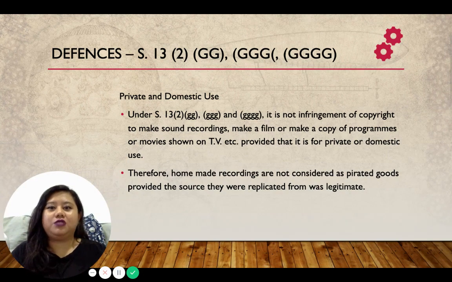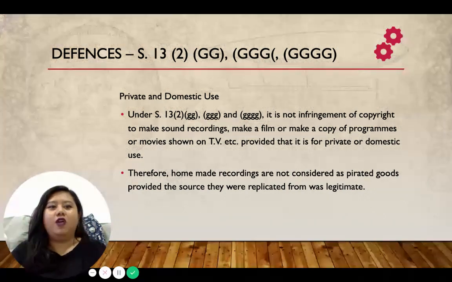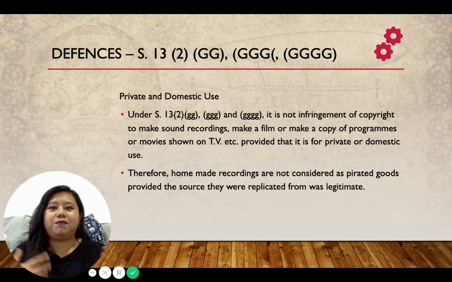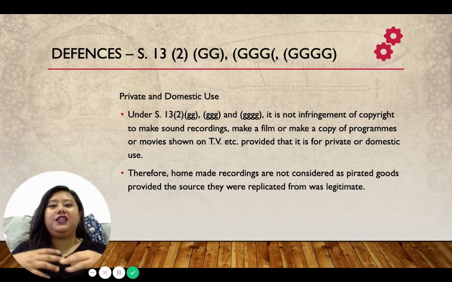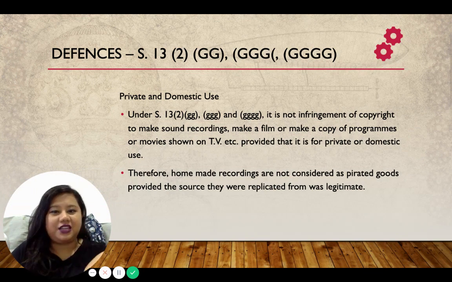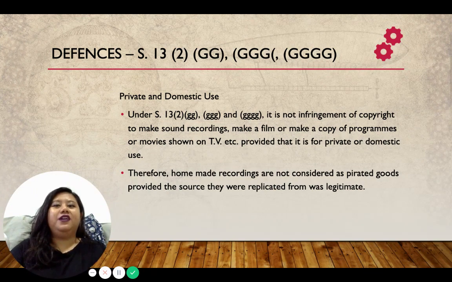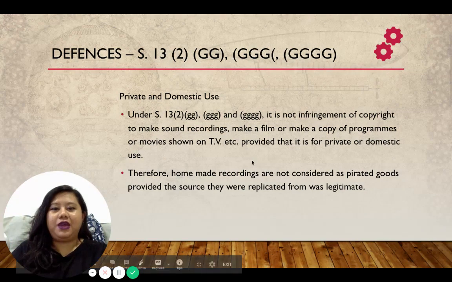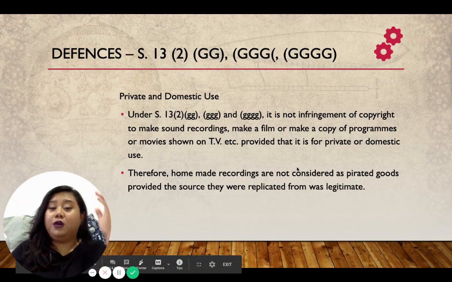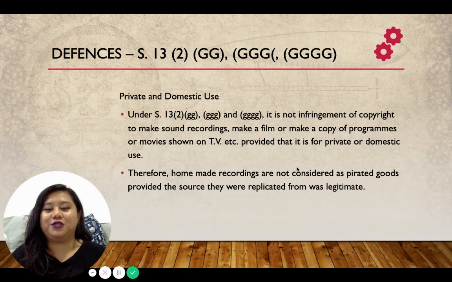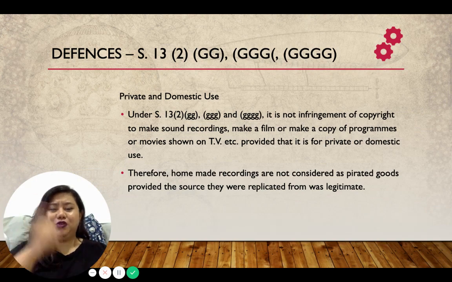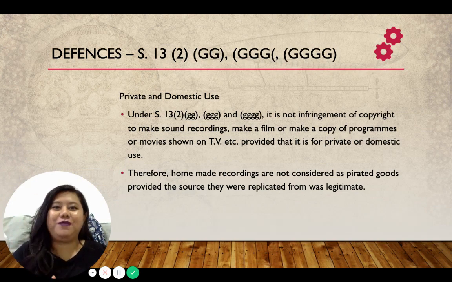For example, you just want to have a movie night with your friends, or you loan a CD to your friend. That is private use. Even though it is not only for your personal use, it is within domestic, non-profit use, so it is still allowed under section 13.2. So that's why when you make a copy of a program or movie shown on TV, that is considered private use. I'm not sure, because your generation is the streaming generation.